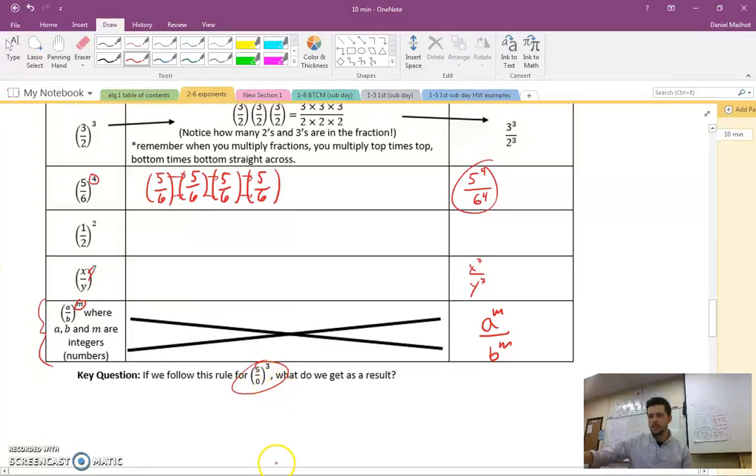Now what about this? Let's use that rule. 5 to the 3rd over 0 to the 3rd? Well, what is 0 times itself 3 times? 0 times 0 times 0. I think 5 to the 3rd is 125. 125 divided by 0. Does that even work? When we pause our video next time, you might check it and see if that even gets an answer. We'll come back to that another day.